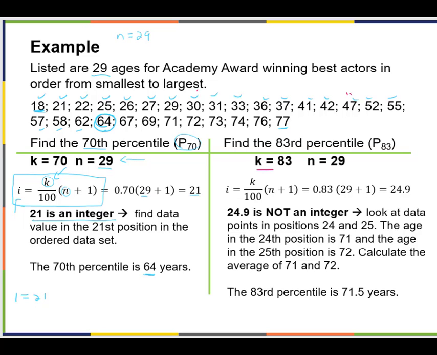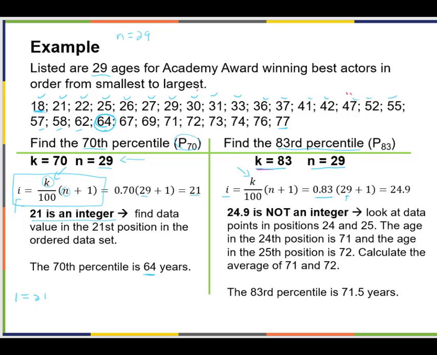Let's take a look at another example. In this case, we're trying to find the 83rd percentile, P sub 83. So again, write down these values. k is 83, n is 29. It's also helpful to write your formula. Make sure it's right in front of your face. Don't try and just remember it. So k over 100 is 83 over 100, which is 0.83. I plug in my 29 here, so I have 0.83 times 30, and that comes out to 24.9.